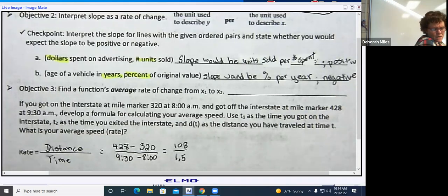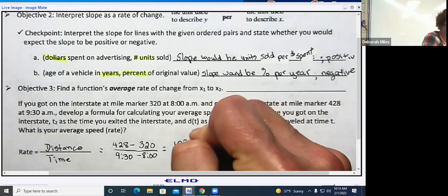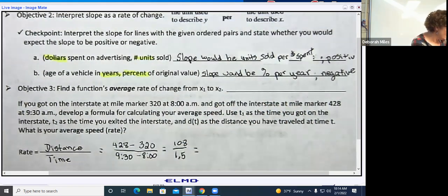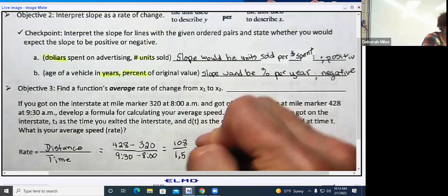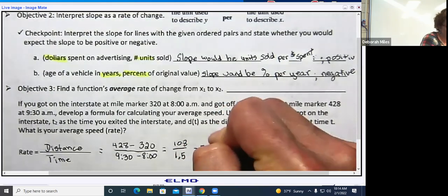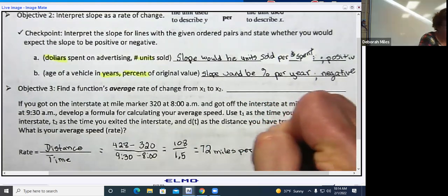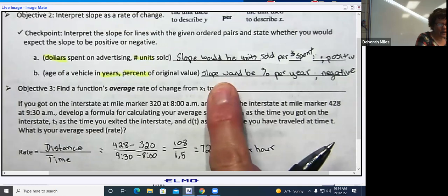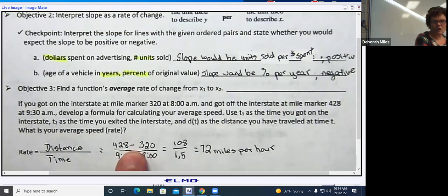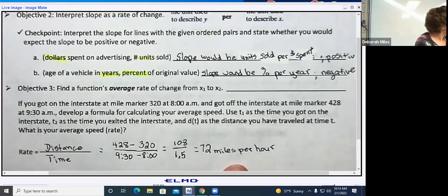And then, I did subtract correctly. And then do 108 divided by 1.5. Somebody real quickly. You have it, Hallie? Yeah. 72, and that's miles per hour. Just like the rates we talked about up here, our units in the numerator are miles, the units in the denominator are hours, so we give this rate in miles per hour.